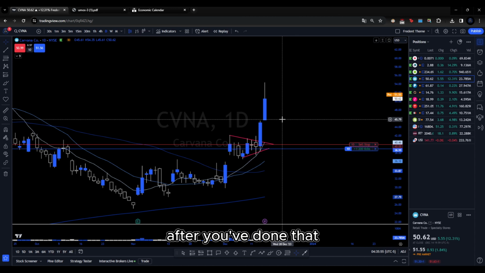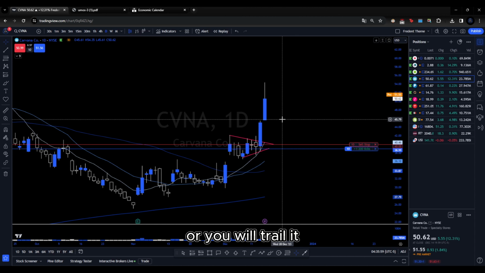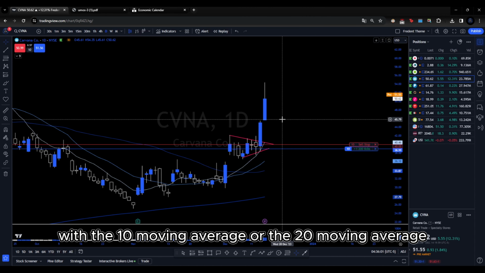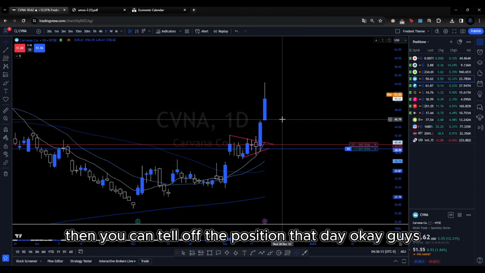After you have done that, you will at least put your stop to break even, or you will trail it with the 10 moving average or the 20 moving average. And when I say trail it, I don't mean just put it up there. I mean wait for the close of the day. If we close underneath the 10 or the 20, then you can sell off the position at end of day. Okay, guys?